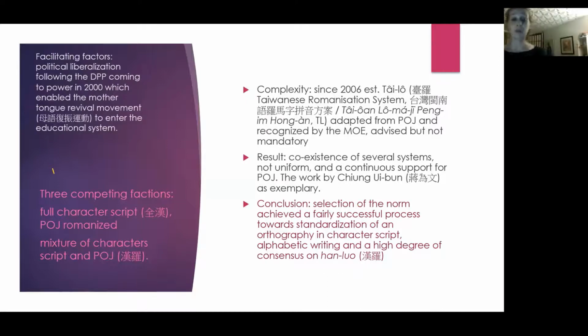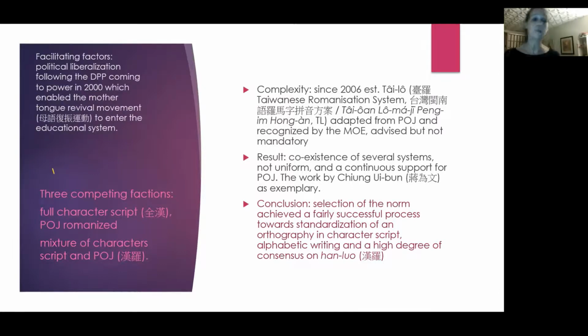The complexity, because we are actually at this moment still with the selection of the norm, is that we select this norm, but we have three competing factions. There are those who are in favor of full character script. So we're going to write our Taiwanese, and the norm we choose, only characters. Then there is a group that says, no, we stick to the Romanization, and this was the Romanization system, the PWG used by the Presbyterian Church.